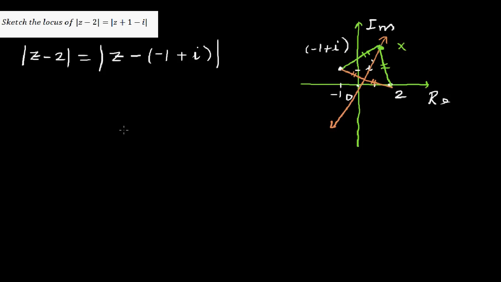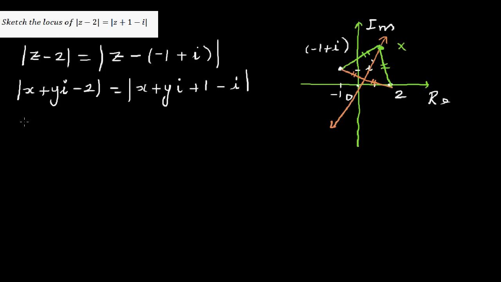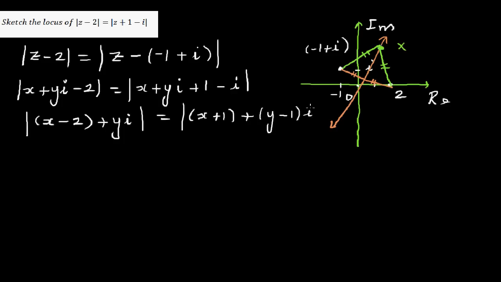So what does this mean? Writing this, it basically means modulus of x plus yi minus 2 is equal to modulus of x plus yi plus 1 minus i. So this is modulus of x minus 2, writing this in rectangular form, plus yi, is equal to modulus of, writing this in rectangular form, x plus 1 plus y minus 1 i. Am I right? I'm just rearranging, taking the real part, x plus 1, and the imaginary part, if you factor out i, it will be y minus 1.